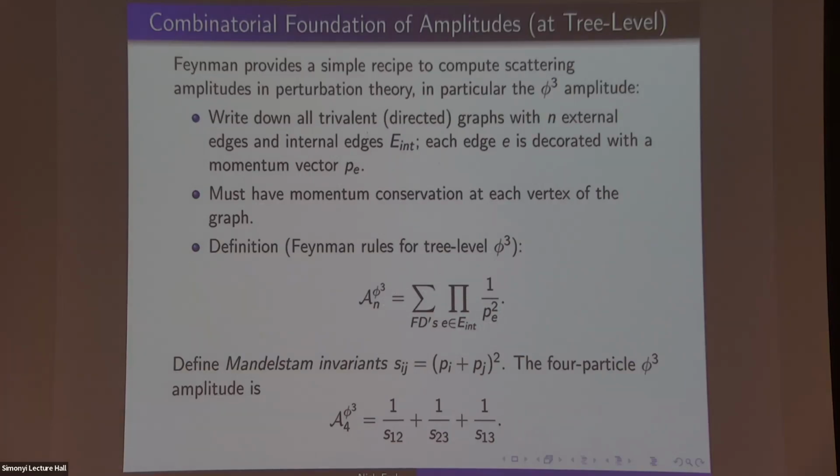So the 4-particle full phi cubed amplitude, when we allow crossing, we allow the third diagram. It's that. And here we have S13, which corresponds to the non-planar pole with respect to the cyclic order.